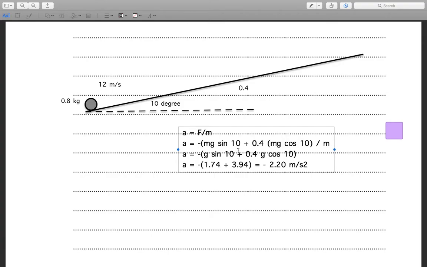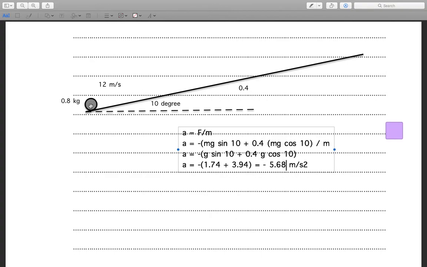Okay, sorry, this is so wrong. Not 2.2, we calculate first. 1.74 plus 3.94. This is 5.68. 5.68 meters per second squared, minus. Okay, sorry about this mistake.